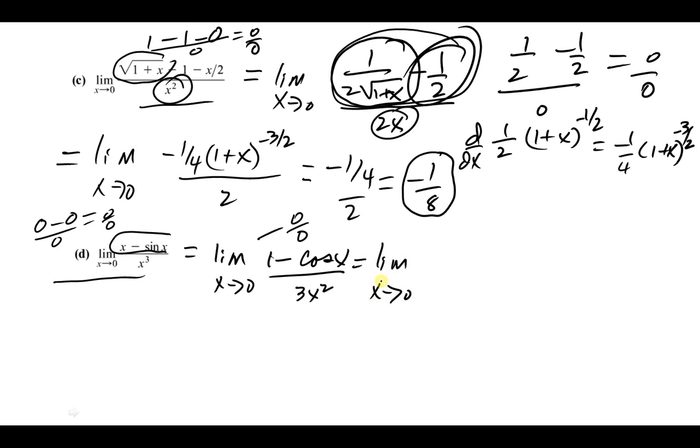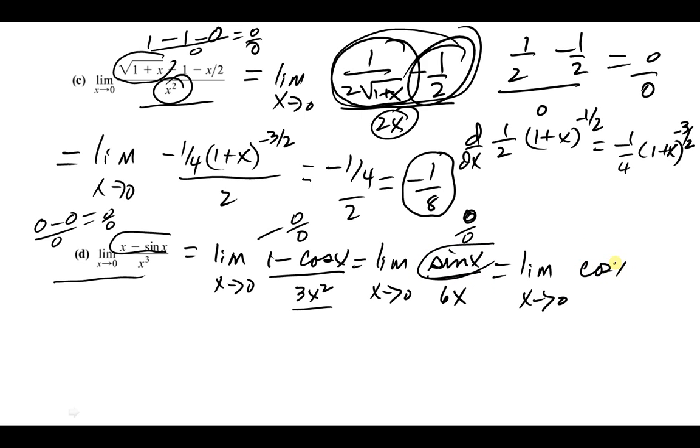And we take the derivative, and the derivative of 1 is 0. The derivative of minus cosine x is sine of x. The derivative of 3x squared is 6x. Now plug in, and of course you get 0 over 0 again, so you're about to give up. But let's try one more time, and we get the limit as x approaches 0. The derivative of sine of x is cosine of x. The derivative of 6x is 6. Now plug in, and we get that the limit is 1/6.